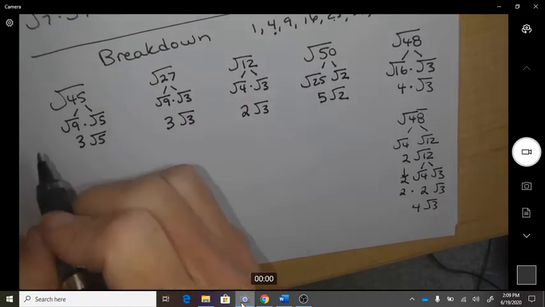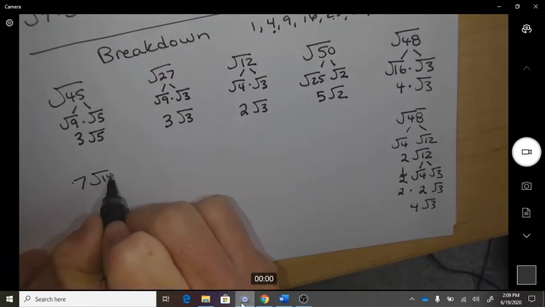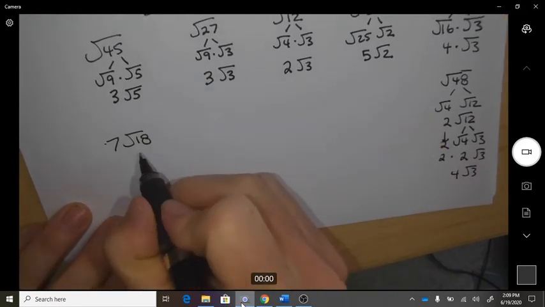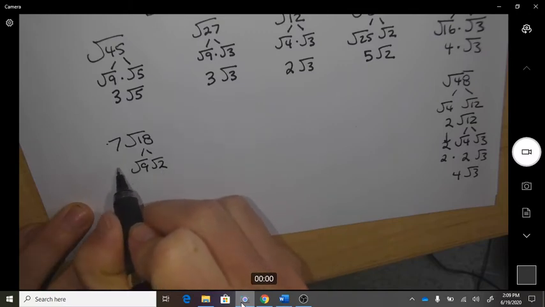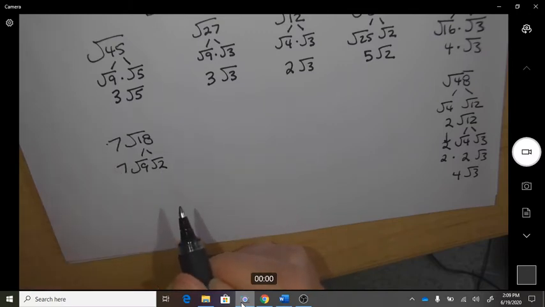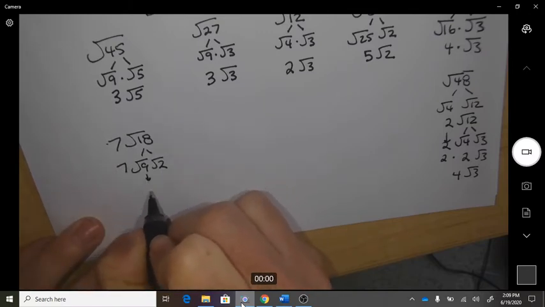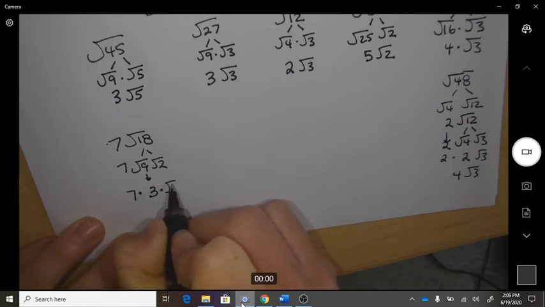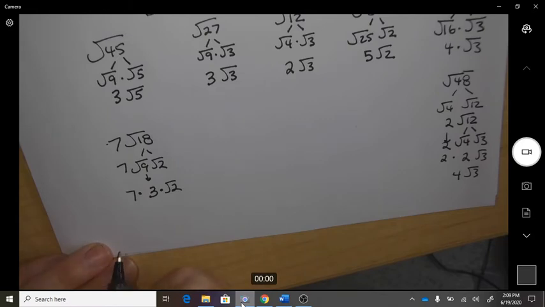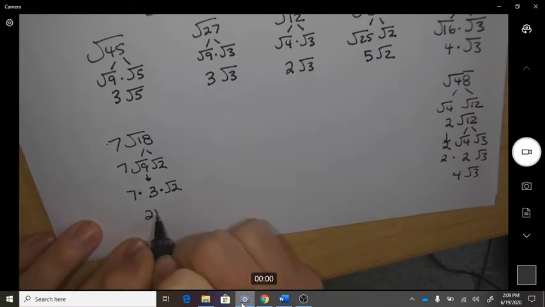Okay, so if I had something like this, 7 root 18, I'm trying to break down 18, so root 9 and root 2. I can't forget about this coefficient in the front. Then root 9 can become a 3. And I'm just bringing everything down with it, so 21 root 2.